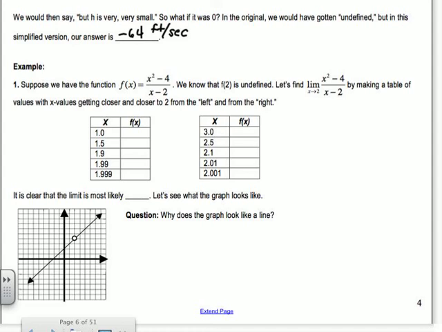All right, so let's do another one. Suppose we have the function f of x equals x squared minus 4 all over x minus 2. Okay, if you plug in 2 right now, what happens? Undefined. Yeah, 0 over 0, right? Undefined. So let's find the limit. So you can, on your calculator, under y1, put in x squared minus 4 in parentheses divided by parentheses x minus 2.